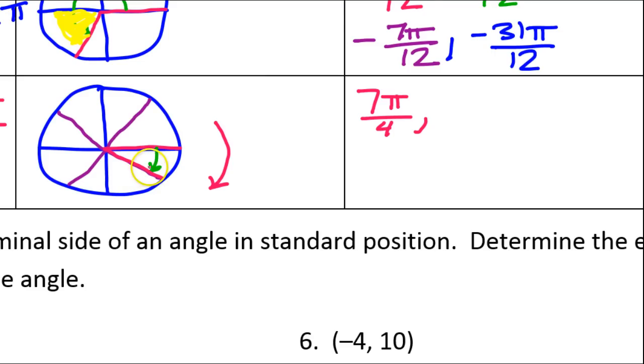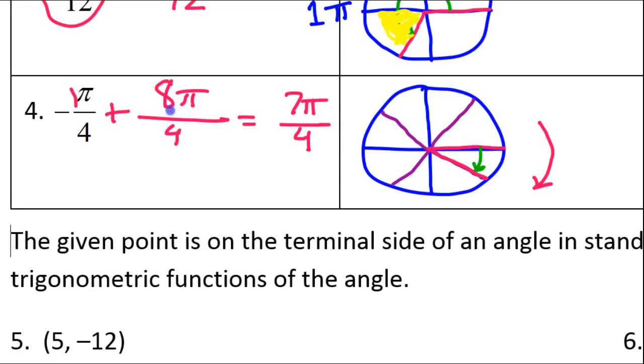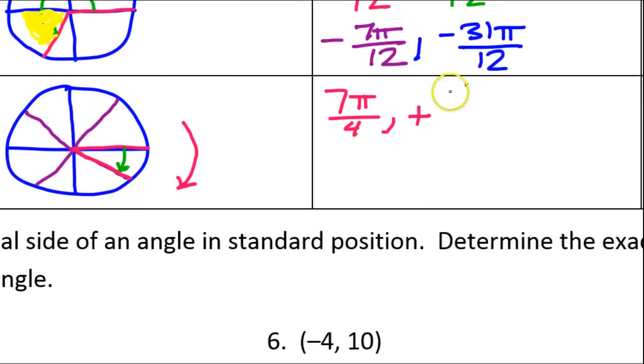If I want another positive coterminal angle, I will add another 2 pi to this. So if I take this and I add another 8 pi over 4, which is the same thing as 2 pi, alright, another 8 pi over 4, well, that's going to be 15. 15 pi over 4. Alright, so those are 2 positive coterminal angles.